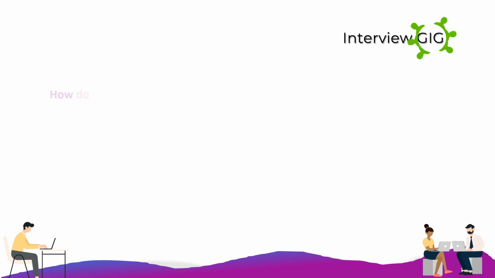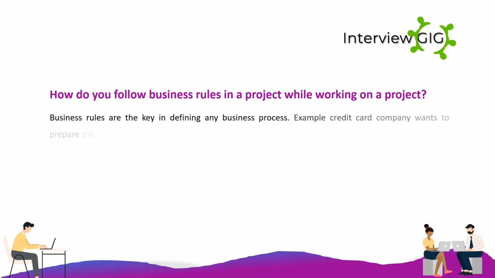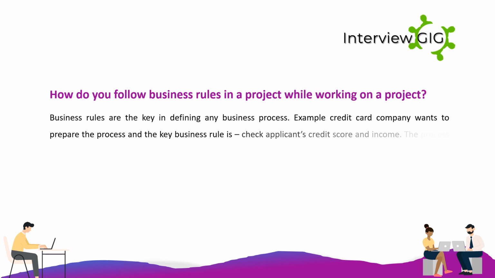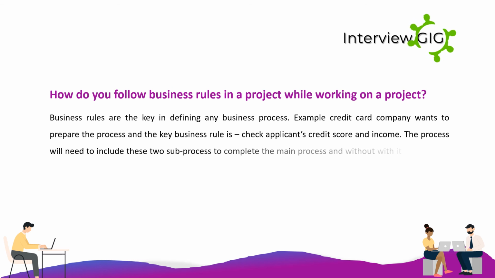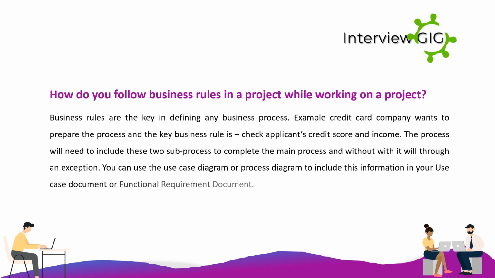How do you follow business rules in a project while working on a project? Business rules are the key in defining any business process. Example: a credit card company wants to prepare the process and the key business rule is to check the applicant's credit score and income. The process will need to include these two sub-processes to complete the main process and without them it will throw an exception. You can use the use case diagram or process diagram to include this information in your use case document or functional requirement document.